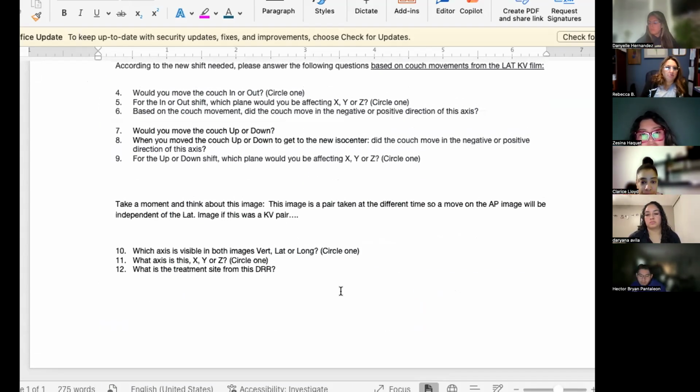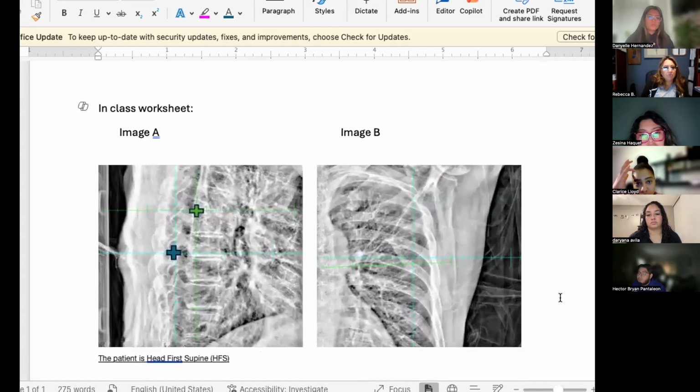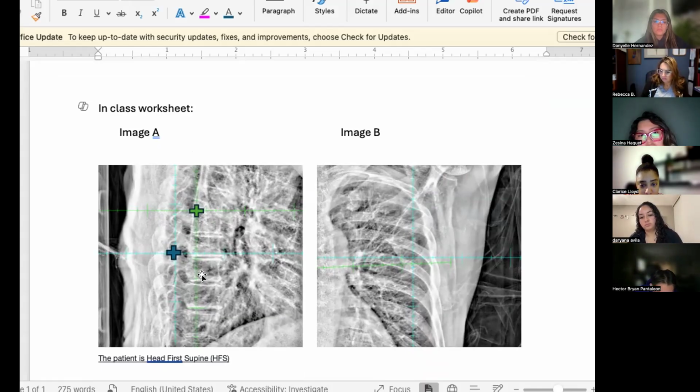So, Danielle, the one axis that we can move on both of these, AP and lateral, is it an X, Y, or Z? Y. Perfect. Okay. And then Ashley, what's the treatment site from this DRR? It's going to be the green, so it's going to be left lung or rib. Right. I agree with all that. Lung definitely would work, rib would also work. So very good with that one.